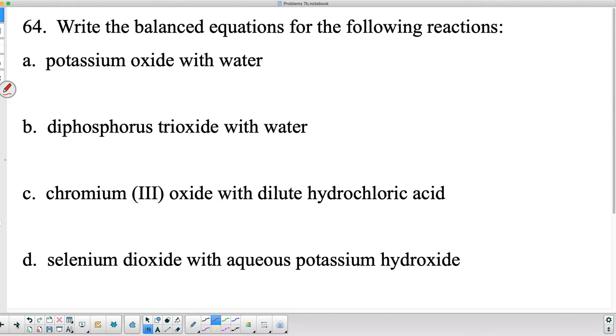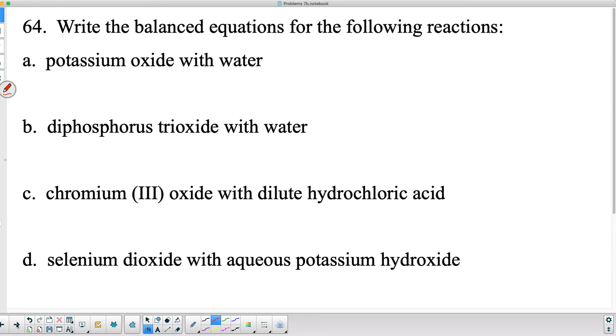Problem 64: write the balanced equation for the following reactions. This is all stuff that's contained within the chapter sections. So let's take a look at these. I'm going to do the first two, and then you can do the last two.